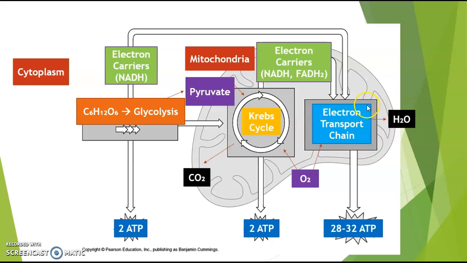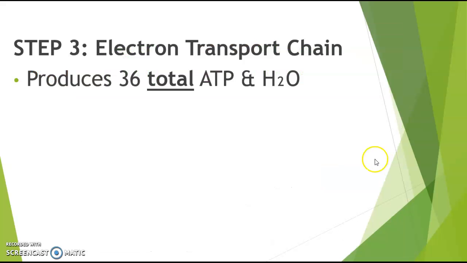Our last and final step is going to be the electron transport chain. You'll notice we're still in the mitochondria for location. So step 3, it's called the electron transport chain. This is where you're going to produce the most amount of energy, the most amount of ATP molecules. Typically around 36 total ATP is produced, as well as some water vapor that you breathe out.